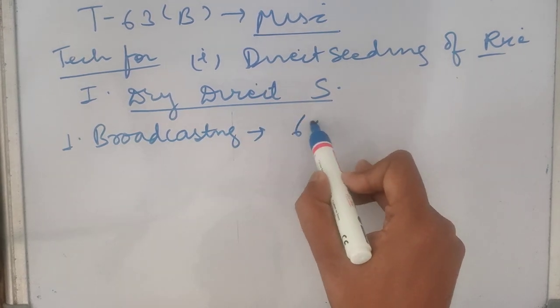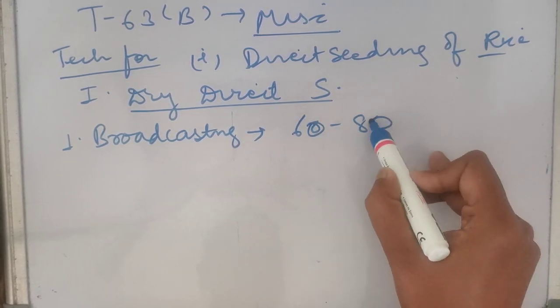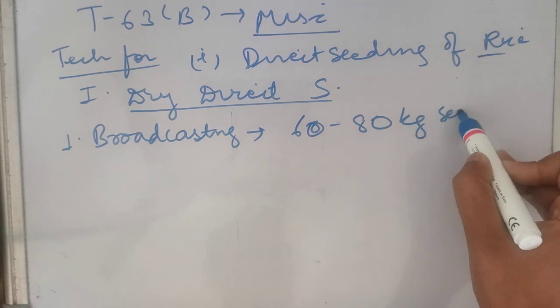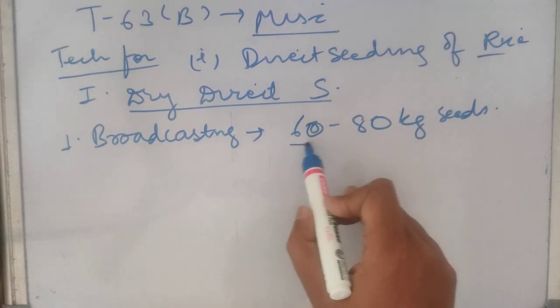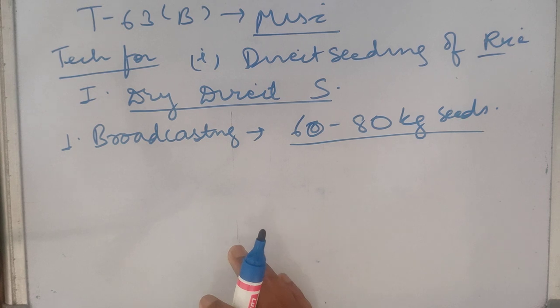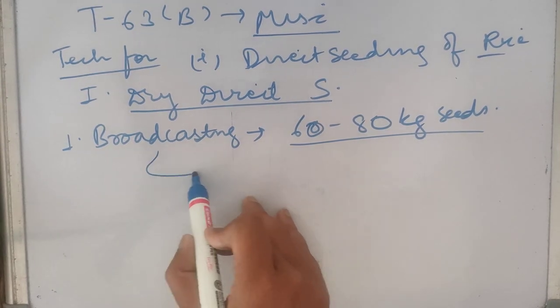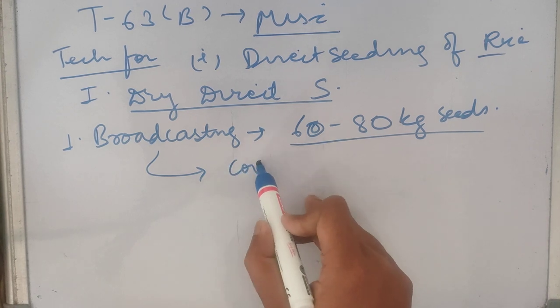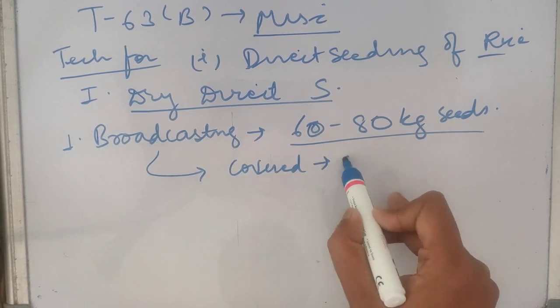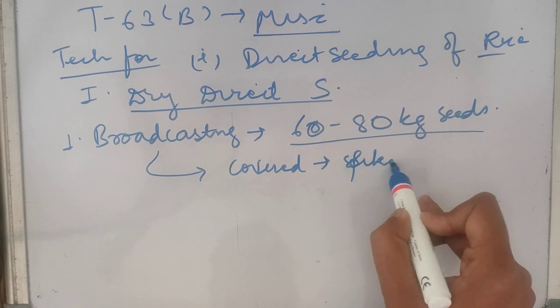Here we need 60 to 80 kg of seeds, which is broadcasted uniformly by hand, and then the seeds are covered using a spike tooth harrow.